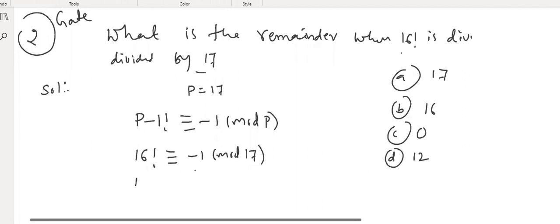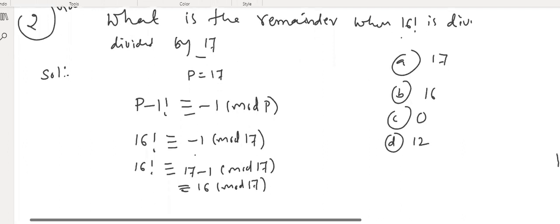అంటే -1 ఏమని రాయొచ్చు, 16 ఫ్యాక్టోరియల్ congruent to -1, means p-1, అంటే 17 minus 1, modulo 17. బికాస్ ఆఫ్ జస్ట్ నౌ ఇంతకుముందు చెప్పాను -a congruent to p-a, కాబట్టి ఏమవుతుంది, ఇది 16 modulo 17. అంటే 16 ఫ్యాక్టోరియల్ ని 17 తో డివైడ్ చేస్తే రిమైండర్ 16. ఆప్షన్ B is the correct one. Yeah, B is the right option. Right.